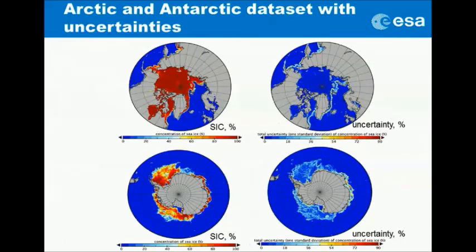For the Arctic and Antarctic, they are providing the sea ice concentration along with the uncertainty for each pixel, and the same is also done for the Antarctic. So in addition to getting this parameter out, you're also getting an estimate of the uncertainty, which is a key requirement for the CCI program to get a grip of the uncertainty of these estimates.